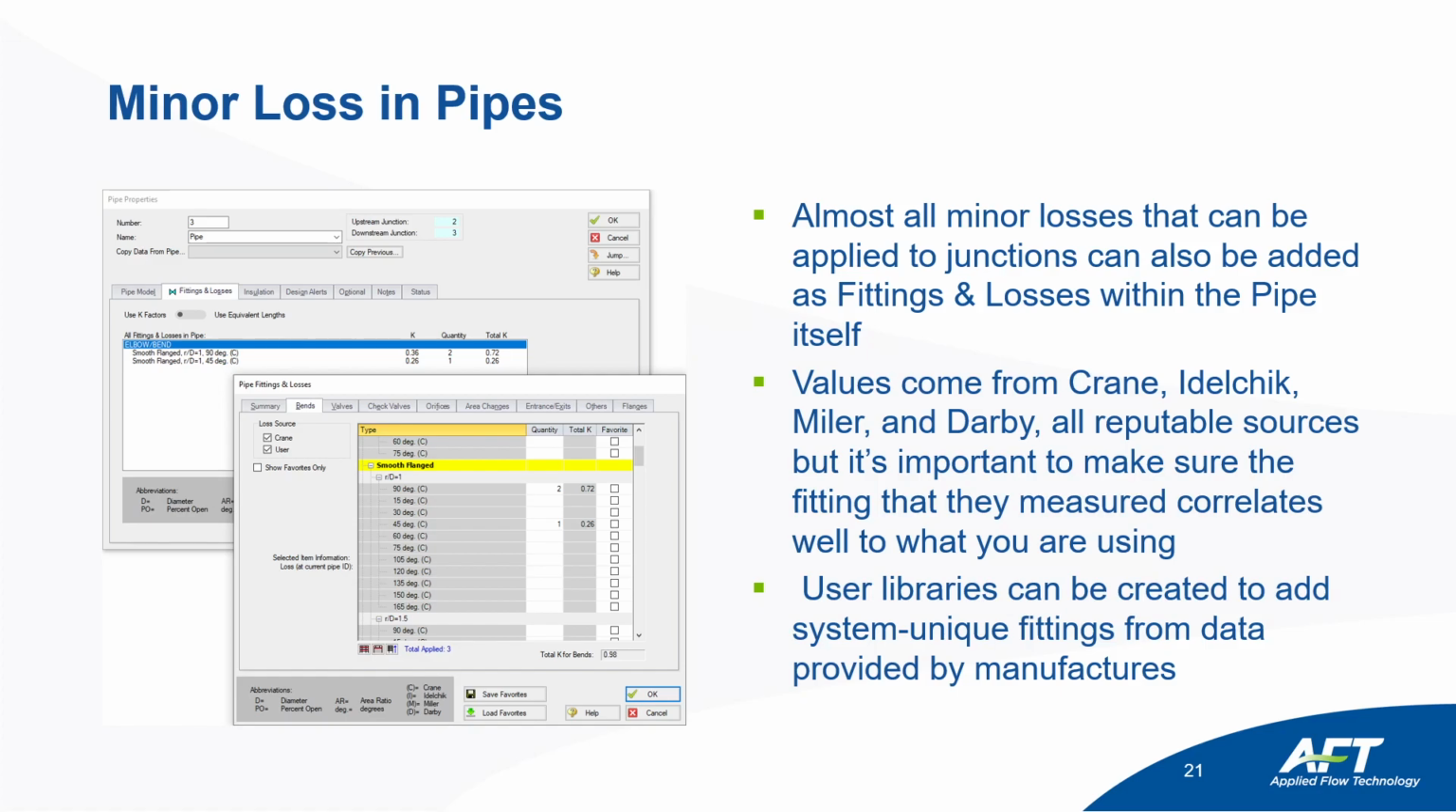So that was a lot of minor losses in junctions, but we want to give a little bit of love here to the minor losses in the pipes as well. Almost all the minor losses that we've just looked at that can be applied to these junctions can also be applied as fittings and losses within the pipe itself. These values come from Crane, Idelchik, Miller, Darby, all reputable sources within our industry. But it is very important to make sure that the fitting that they measured correlates well to what you are using. It needs to be an apples to apples approach, not apples to oranges.